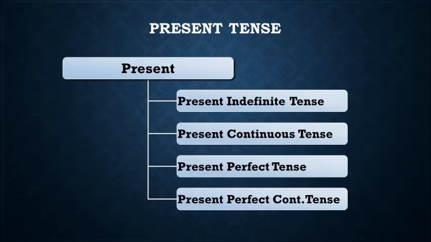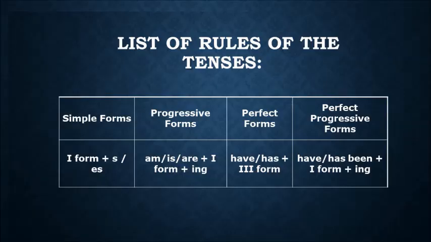Now the rules of the tenses. Exactly, we have to focus on these rules. They are really very important. Once we talk about present tense, if we go to the simple form, that is present indefinite tense, then we use the verb's first form plus es or s. For example, if I say, he goes to school, I am putting go plus es: goes to school.